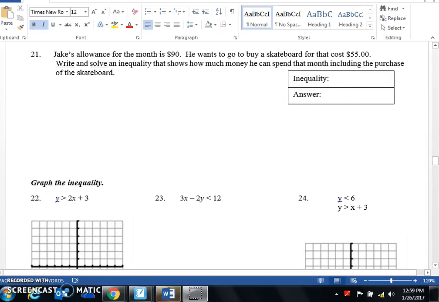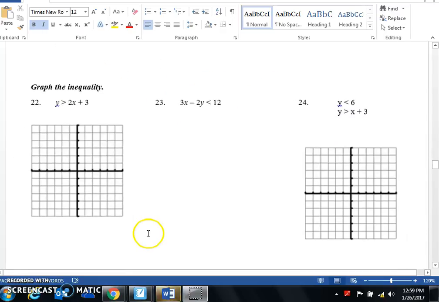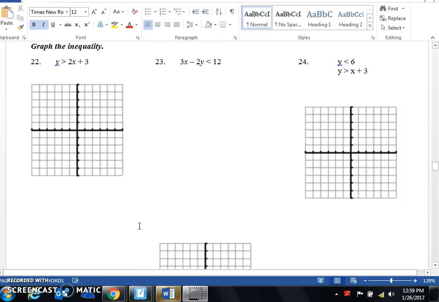All right, next one. Okay, so we're going to graph. Lucky for us on the first one, it's in y equals mx plus b. So I'm just going to go ahead and graph it. I go to my y, which is a positive 3. My slope is 2 over 1, up 2 over 1. You should be able to do this in your sleep at this point.